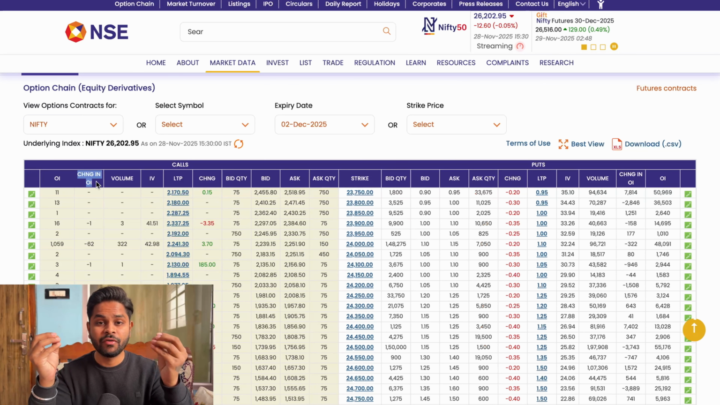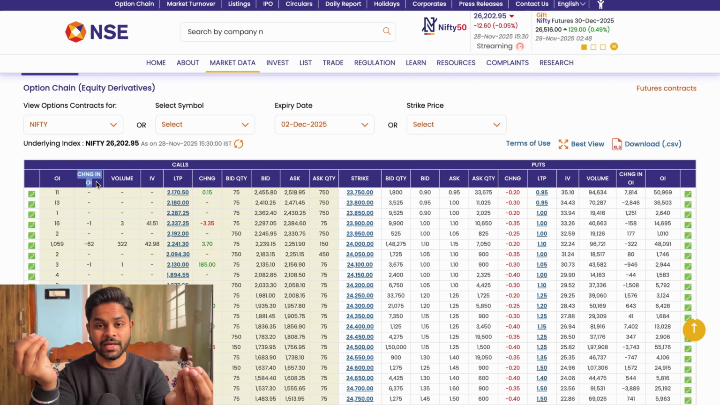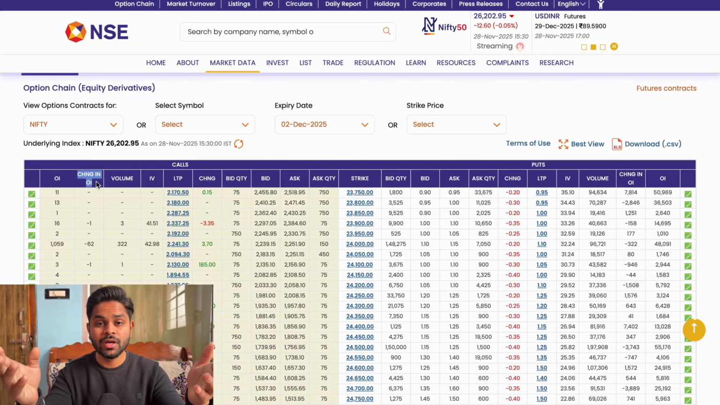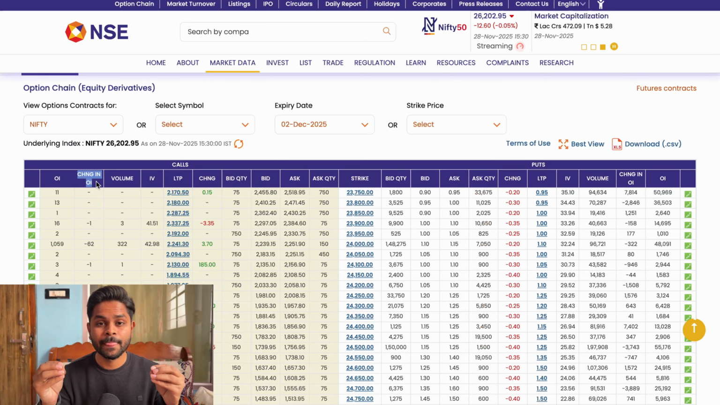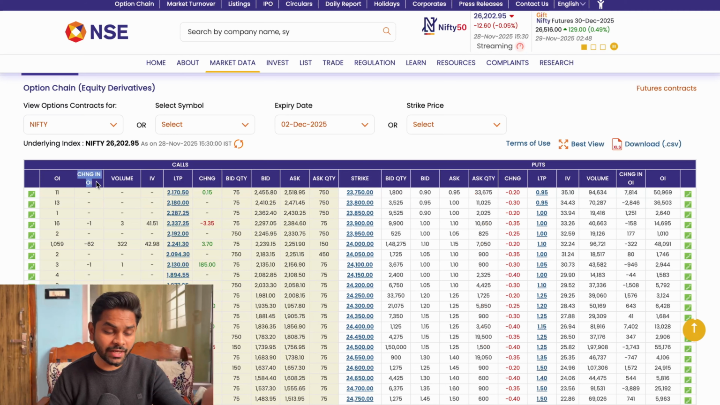Similar case, if 100 buyers were there and 100 sellers there, and tomorrow 50 sellers gone, 50 buyers gone, then the open interest became 50. Then the change in open interest is 50. So how much change, how many contracts have changed throughout the day or the next day, that you will find in change in open interest.